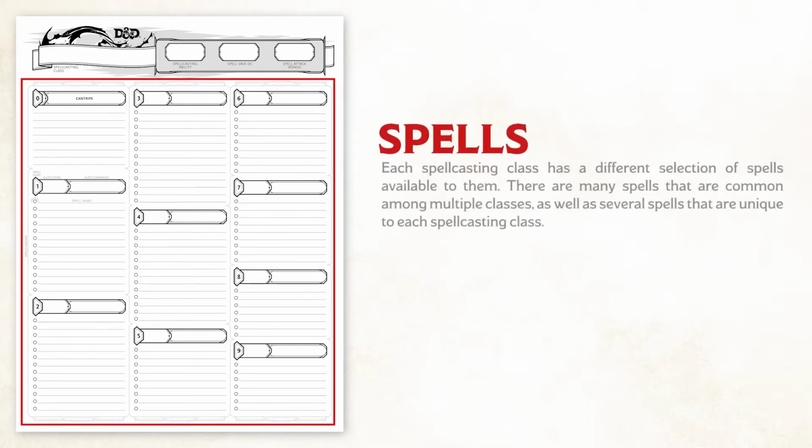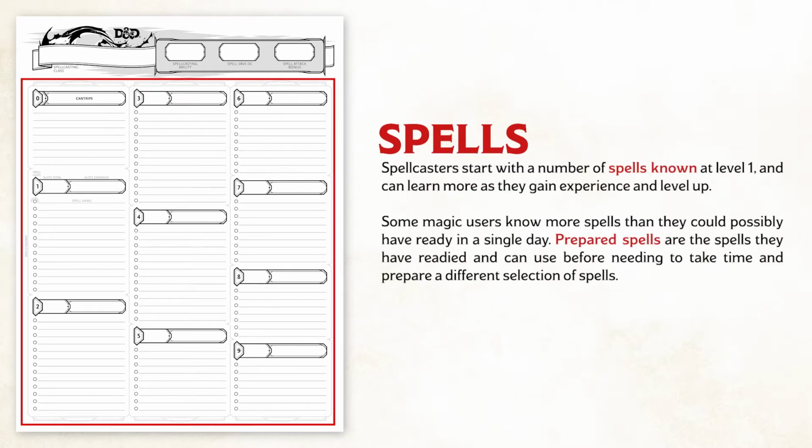Spells. Each spellcasting class has a different selection of spells available to them. There are many spells that are common among multiple classes, as well as several spells that are unique to each spellcasting class. Spellcasters start with a number of spells known at level 1 and can learn more as they gain experience and level up. Some magic users know more spells than they could possibly have ready in a single day.